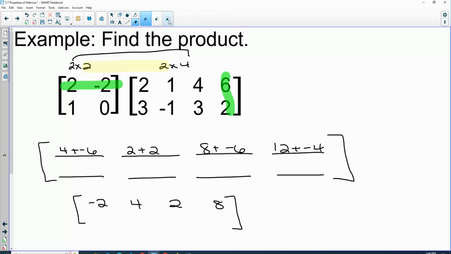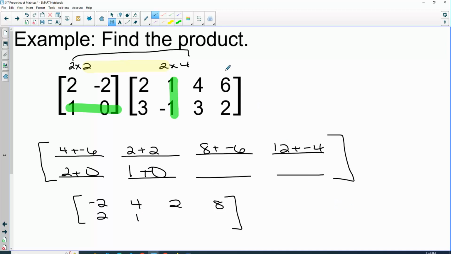So now first row is complete. We go to our second row. So 1 times 2 is 2. 0 times 3 is 0, and we get 2. Next column, 1 times 1 is 1. 0 times negative 1 is 0, and we get 1. 1 times 4 is 4. 0 times 3 is 0, and we get 4. And final one. 1 times 6 is 6. 0 times 2 is 0, and we get 6.